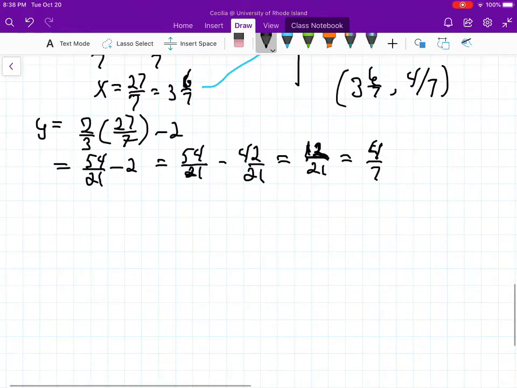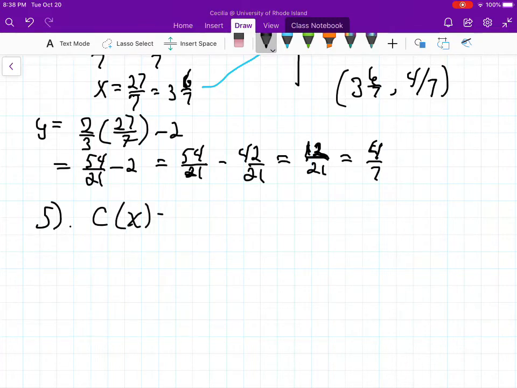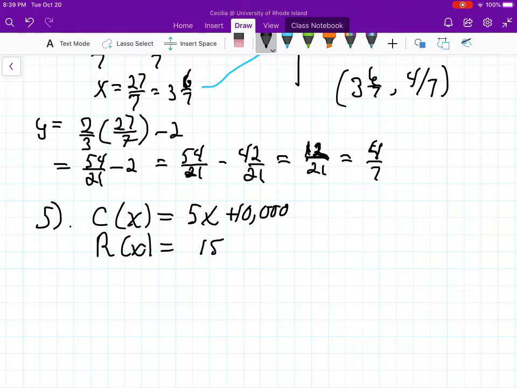All right, so for the next set of problems, we're going to do something very similar, but we're going to do it with cost and revenue functions. So in problem 5, we're told what a cost function is and what a revenue function is. Let's write that out. So the cost function is 5x plus 10,000. And then the revenue function is given by 15x. Okay, so we are asked to find the break-even point. Remember, the break-even point is the same thing as the point of intersection.